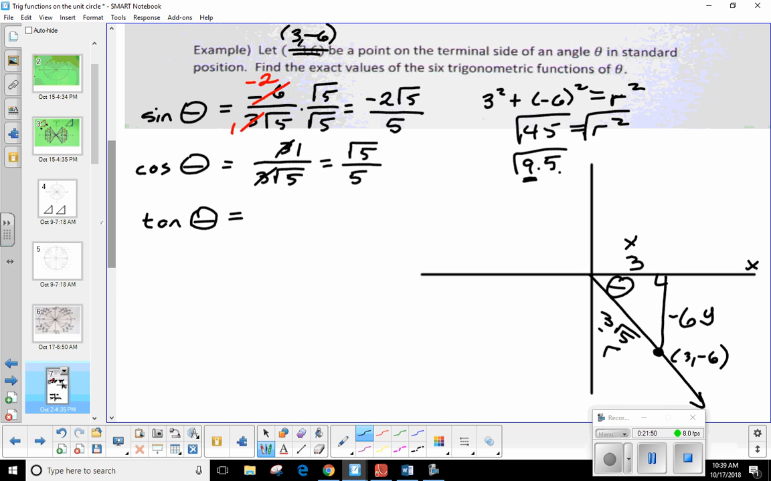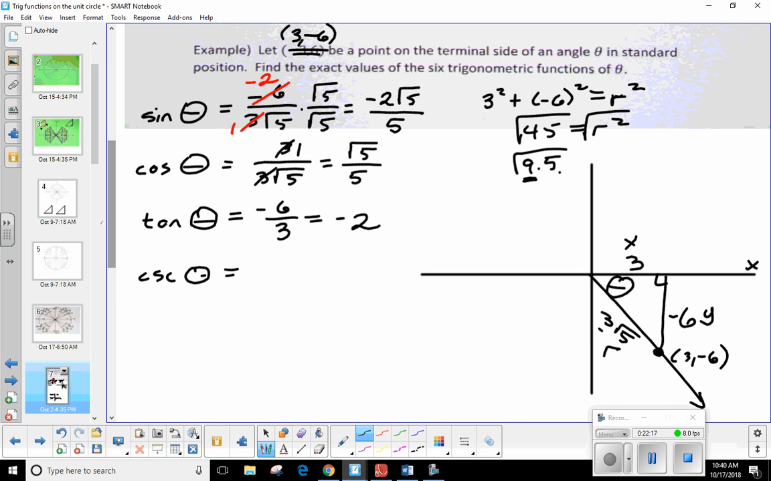Tangent of theta. Okay, we're no longer taking opposite over adjacent. We're taking y over x. So, Susie, what is my ratio y over x? Negative 6 divided by 3. That's exactly right. So negative 6 divided by 3 will give me negative 2. Perfect. Now let's go with the reciprocals, starting with cosecant of theta.